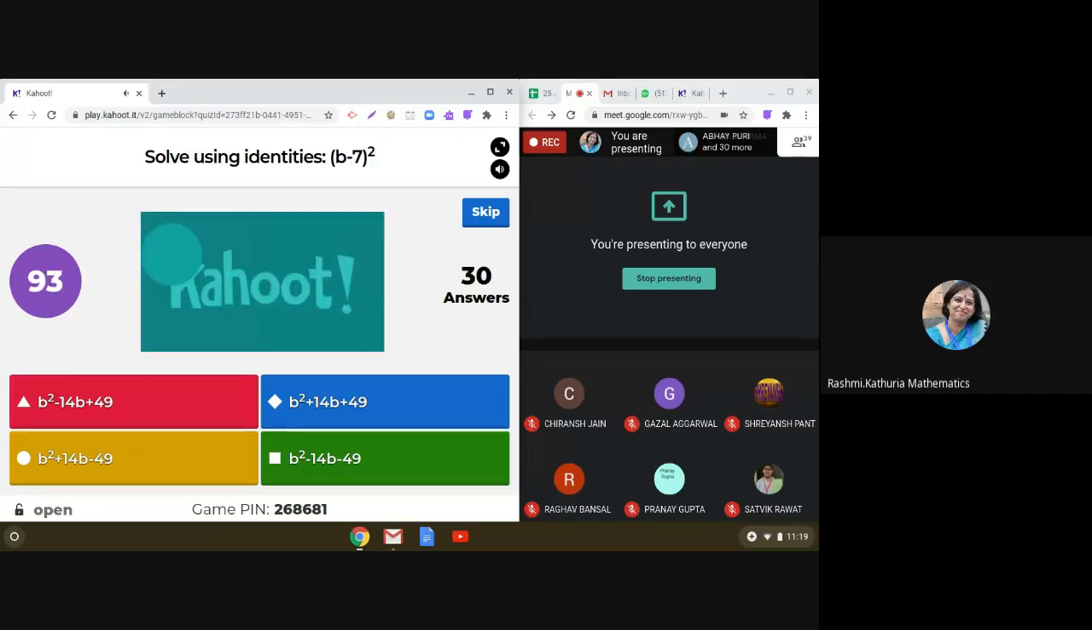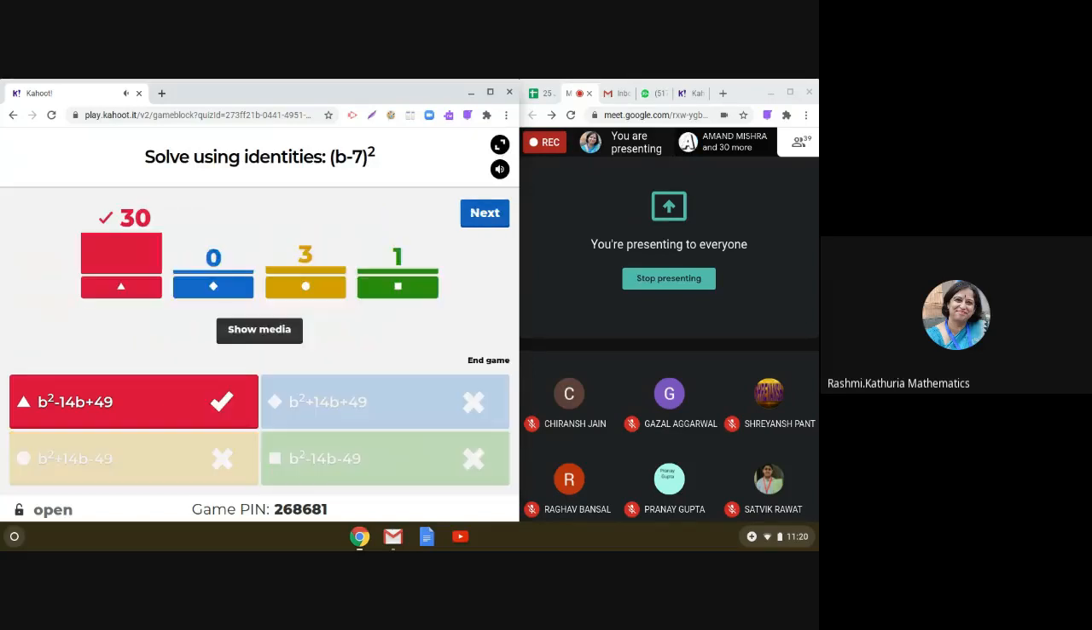Okay, I can see 30 students have responded. 32. Okay, so I am now moving on and can see the correct answer. Wow, it is attempted by 30 students correctly. Answer is b square minus 14b plus 49. Amazing, children, amazing. That means you have practiced. Very nice.